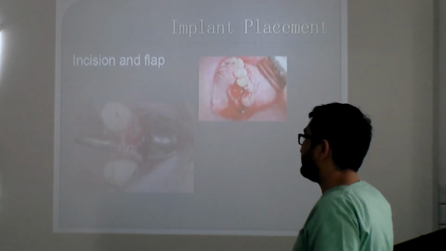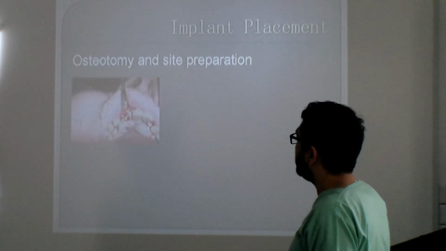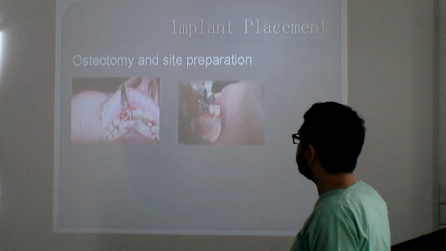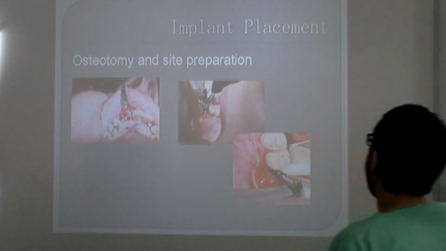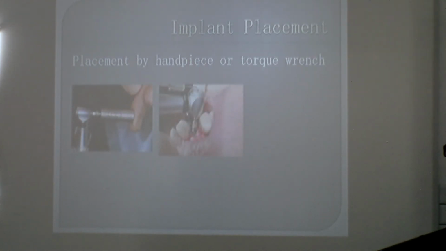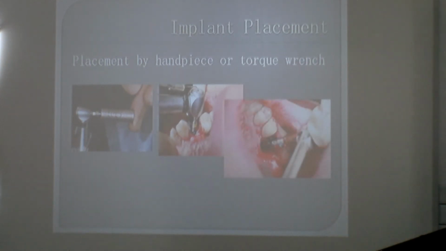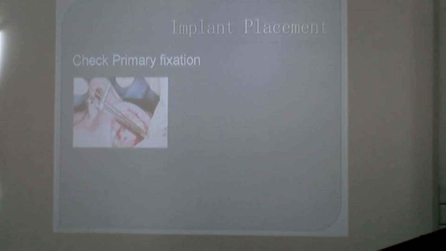In CN and flap, we'll talk about it, we'll discuss it. Osteotomy, you're going to prepare, you're going to do the CN, you're going to do the osteotomy, and then you're going to place the implant. The placement can be done by a torque wrench or handpiece, whatever is easier for you. But implant Swiss goes very well with the motor. I used to use torque wrench, hand wrench, but with this one I just use motors. It's amazing. You check primary fixation.